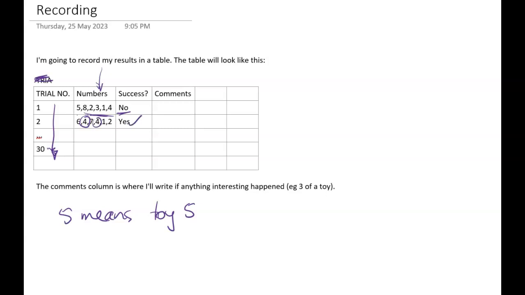What I've got to do last is say, what is my key? And this is probably the easiest one that we've done in the last couple of weeks, because the key here is so basic. It just means that number 5 is toy 5, number 6 is toy 6. So the key here is really easy. 1 is toy 1, 2 is toy 2, and so on. Dot, dot, dot, and so 10 is equal to toy number 10, or Lego toy number 10. So that's how you do your plan.